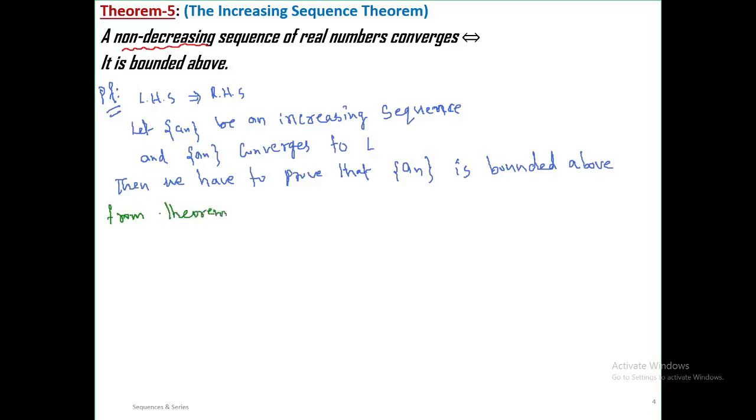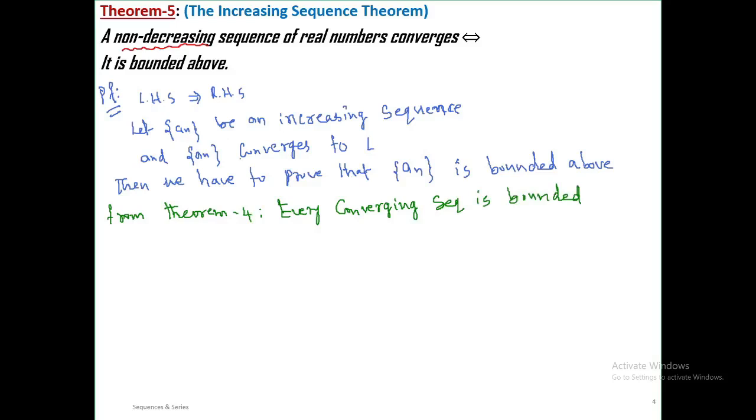What is theorem number 4? From theorem number 4, every converging sequence is bounded, right? So this is theorem number 4. I proved it. Every converging sequence is bounded.